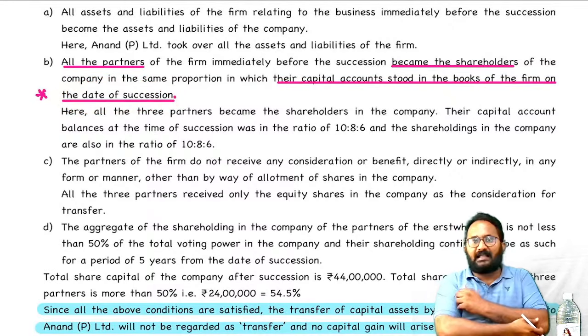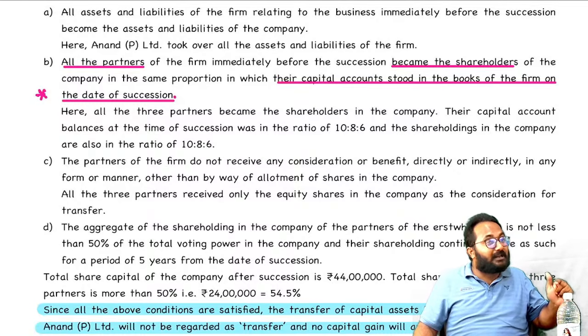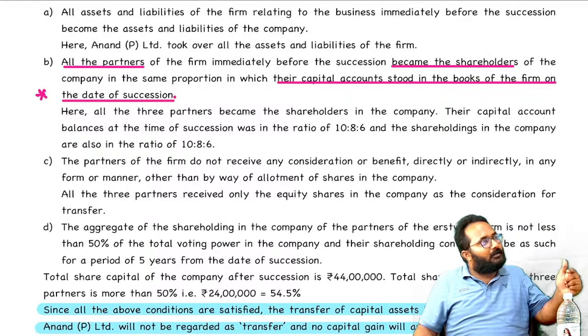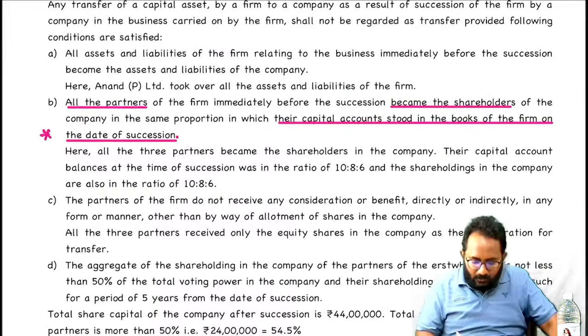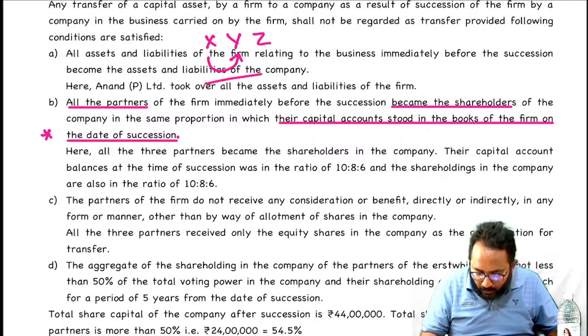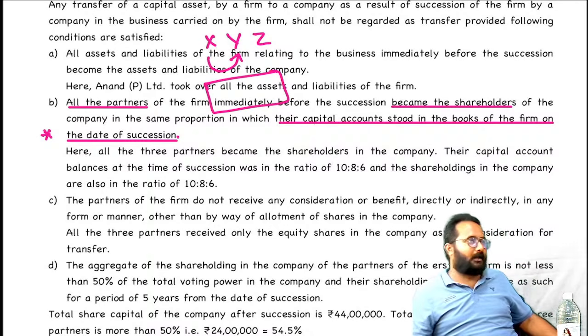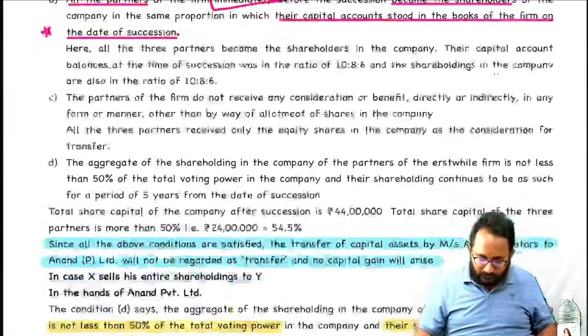But after that they can rearrange. One person can exit, but at the time of exit he needs to transfer to their partners. Earlier, who were there? X, Y, Z. Okay, now X transferred to Z. Altogether the shareholding is maintained the same. Now that is not reduced.